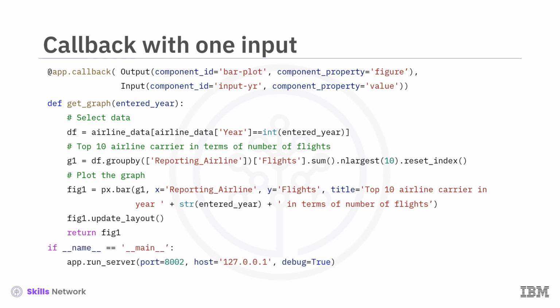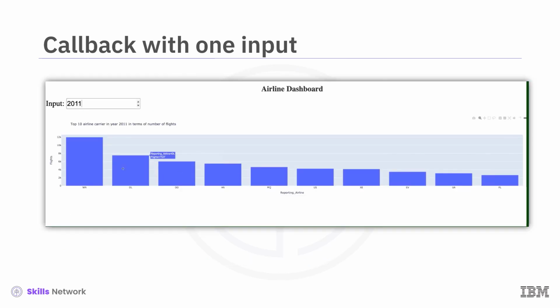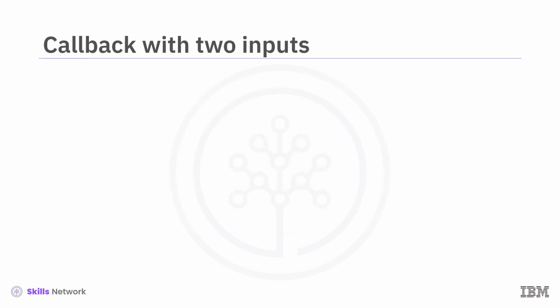Lastly, we will run the application. This is the output of the code. Our initial input year is 2010. As the year is updated, the graph is getting updated in parallel.